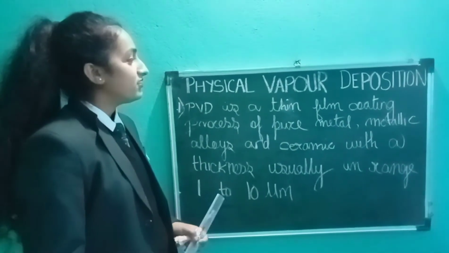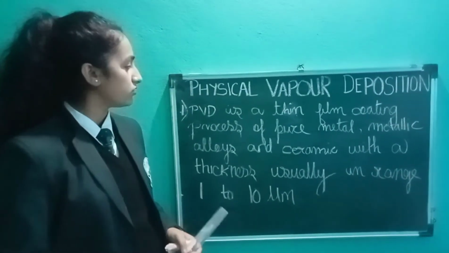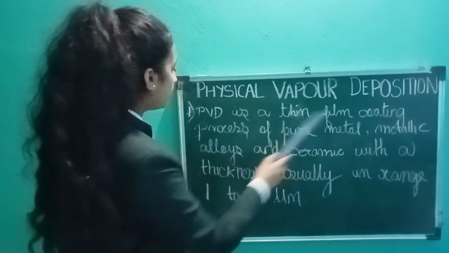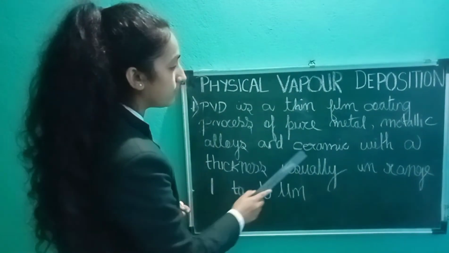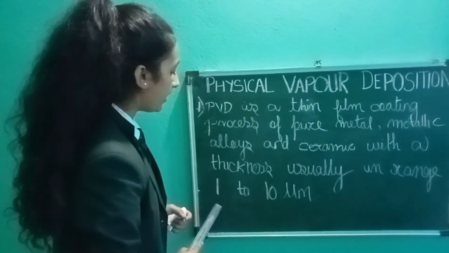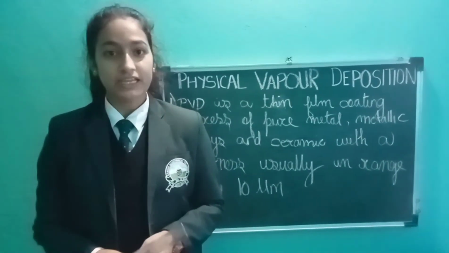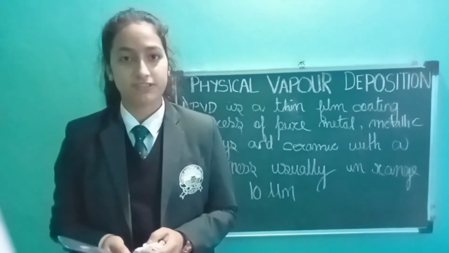Let us learn about physical vapor deposition. Physical vapor deposition is also called PVD. PVD is a thin film coating process of pure metals, metallic alloys and ceramics with a thickness usually in the range from 1 to 10 micrometers. So, in PVD, we need a substrate where we deposit using a physical method.